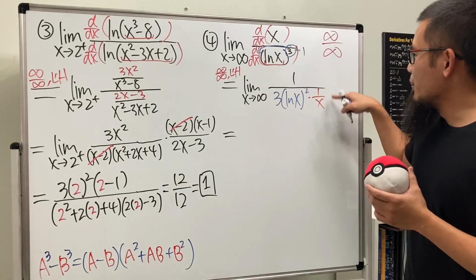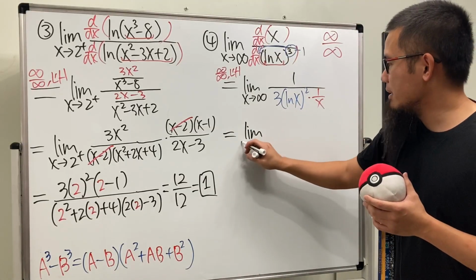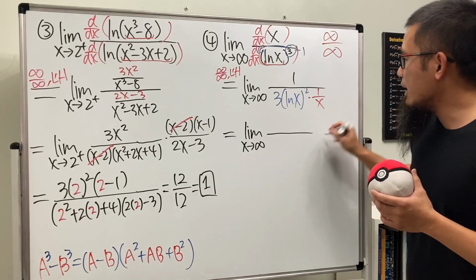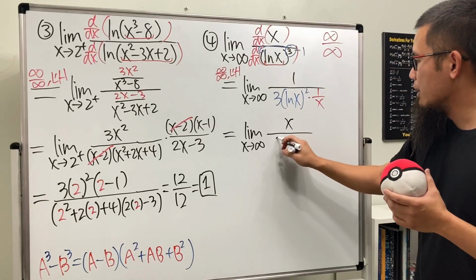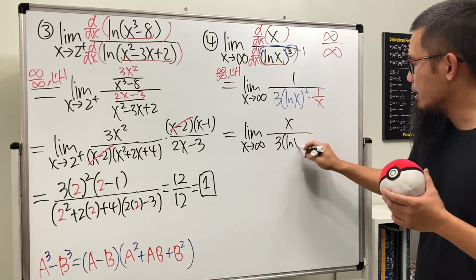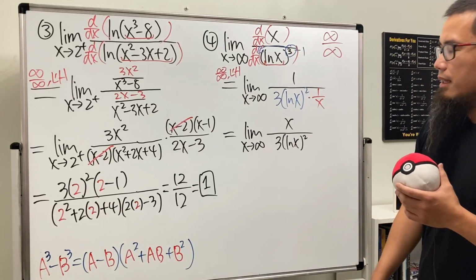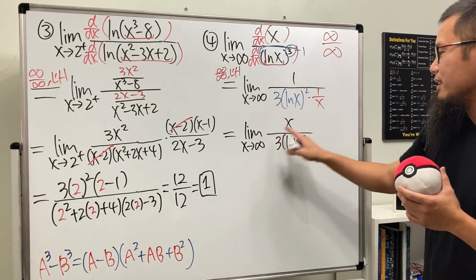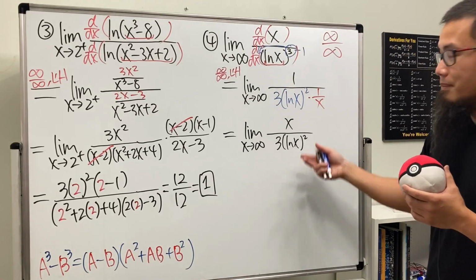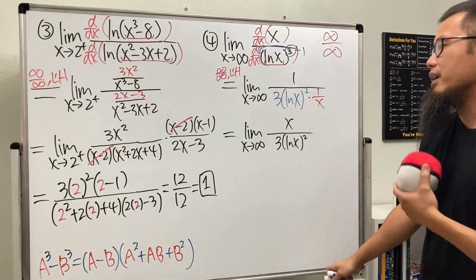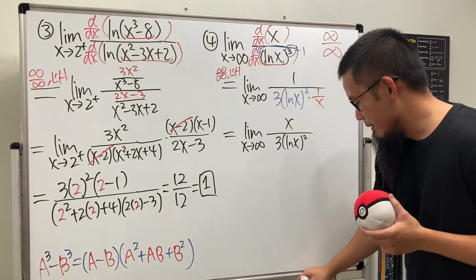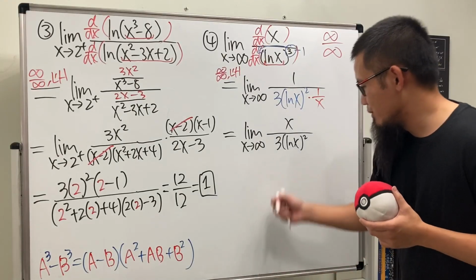Okay, so when we do that, we are looking at the limit as x approaching infinity, and we have x on the top over 3 parentheses ln x squared. Same thing, when we put infinity here and here, we get infinity over infinity. So yes, L'Hopital's rule again. And let me just do it with red.